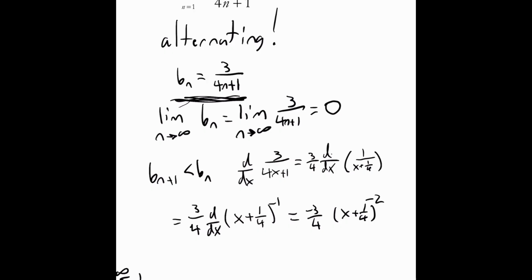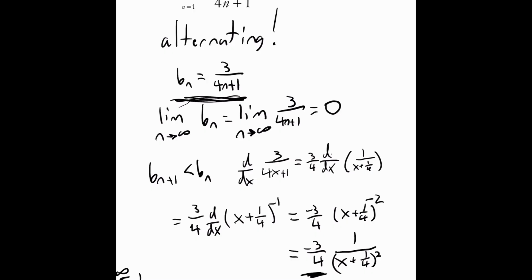Now the question is, is this going to be negative? Well, notice the denominator is squared, so the denominator will always be positive. Positive times a negative will always be a negative. So yes, this is decreasing. So yes, this fits the conditions required for the alternating series test.